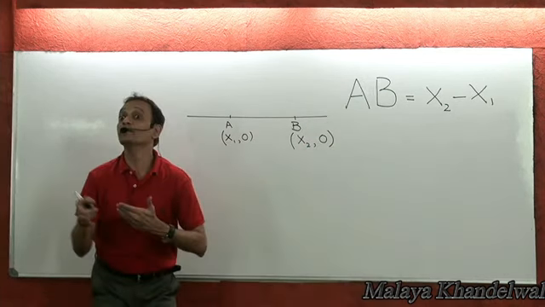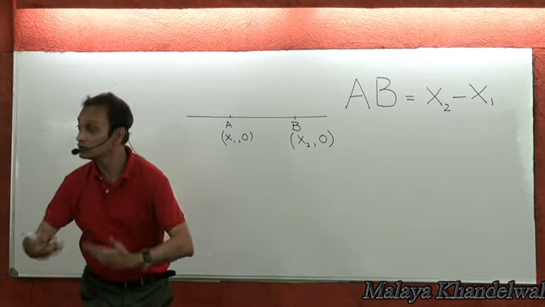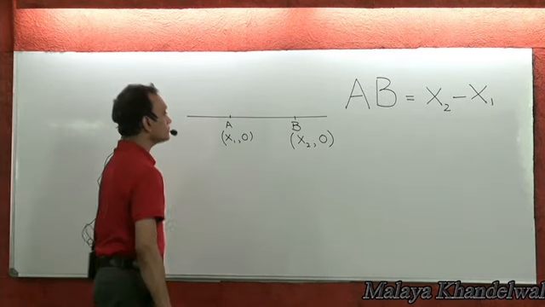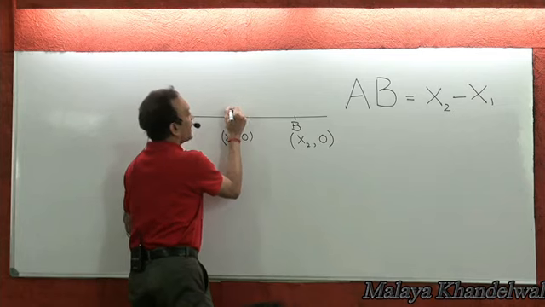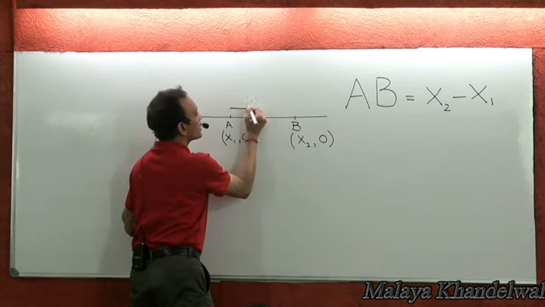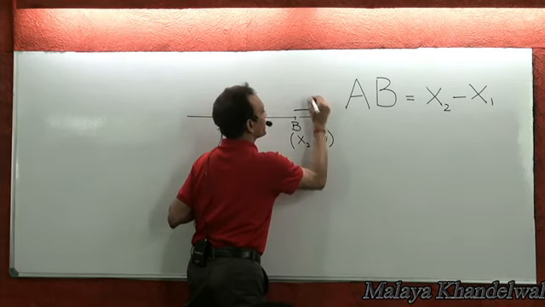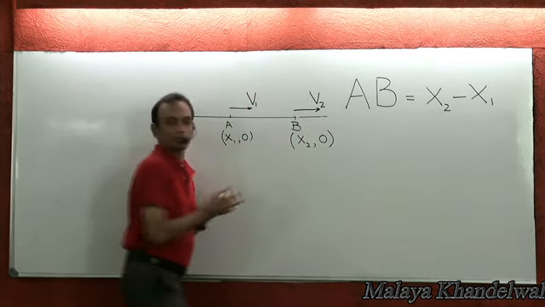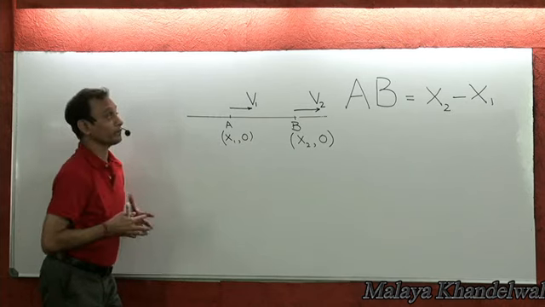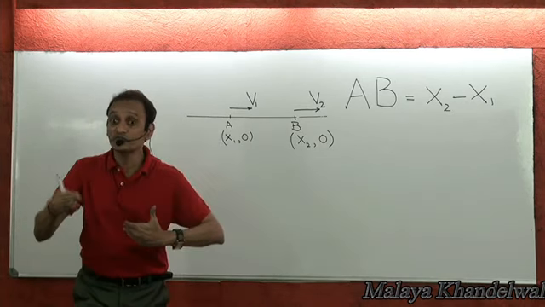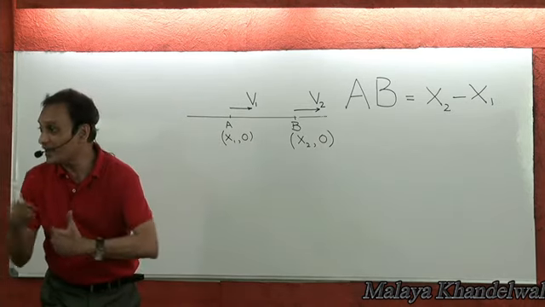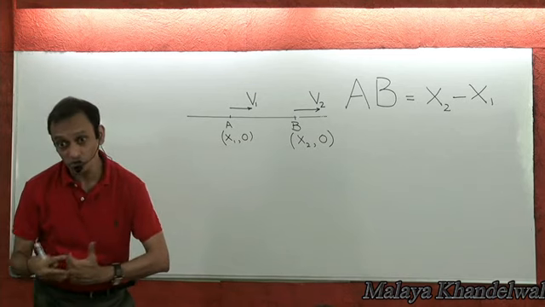Right? A and B are moving points. Let's say A has a velocity v1 to the right and B has a velocity v2 to the right. Clear? So the length AB will change with time in a general sense.